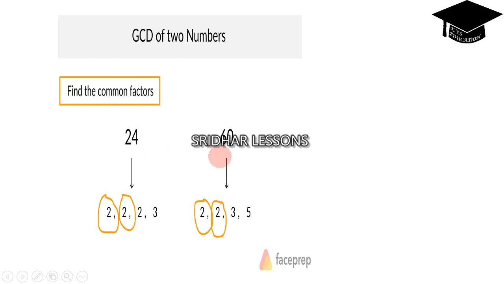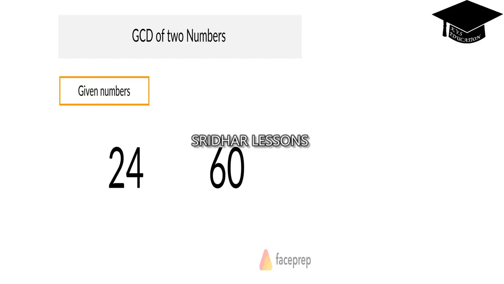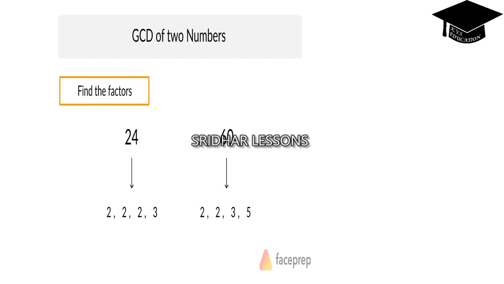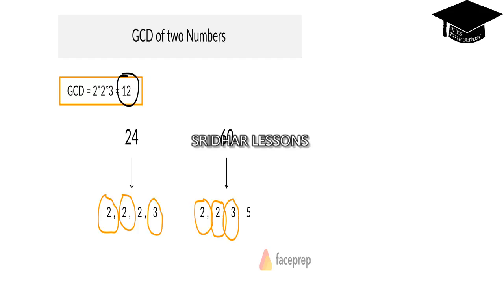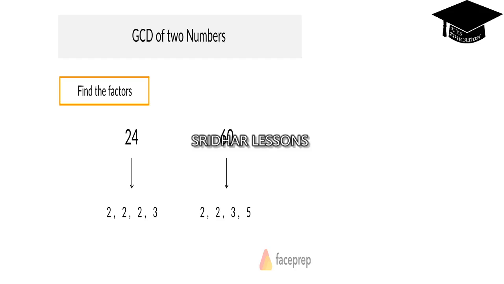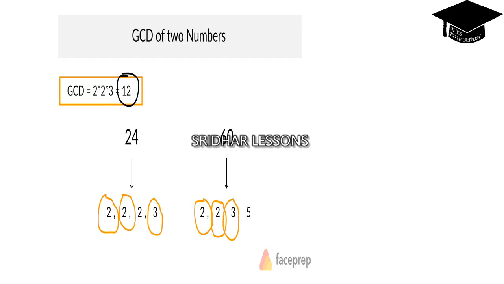For 24 and 60, these are the common factors. Observe carefully: 2, 2, 3. So 2 into 2 into 3 is equal to 12, which is the GCD of 24 and 60.